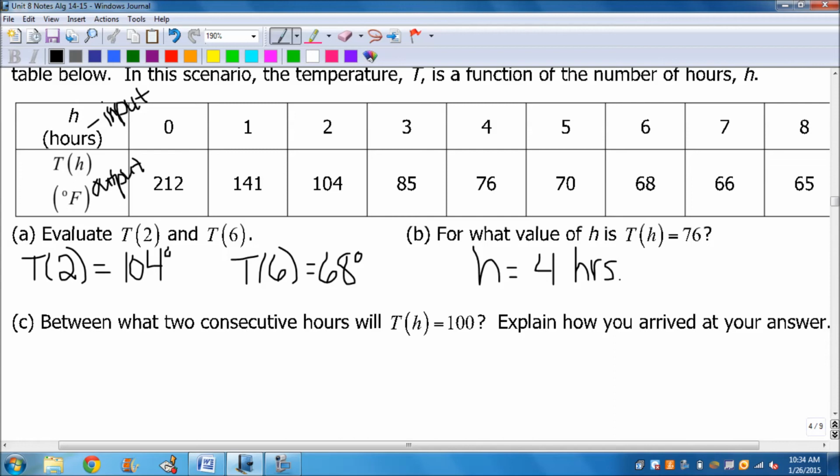So I want you to figure this out, write your explanation, and then come back to me and press play again when you feel like you have the right answer, or you feel like you're ready to move on.